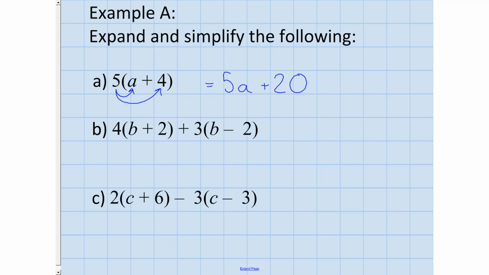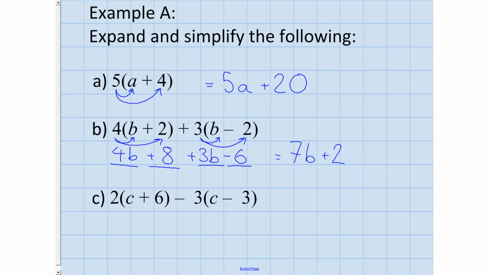Next one's slightly more complicated because we've got 2 brackets to expand. So using the same idea, first one we've got 4b, and we'll have plus 8. For the second one, same idea, we'll have 3b and minus 6. We can simplify that now because we've got 4b and 3b, which add together to give 7b. And we've got plus 8 minus 6, which would leave us with plus 2.